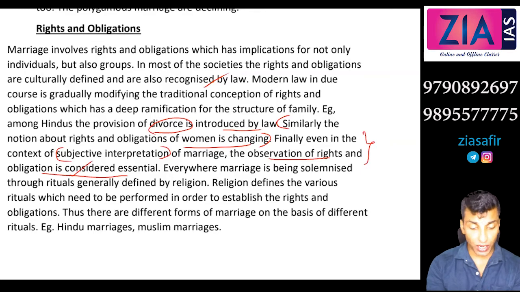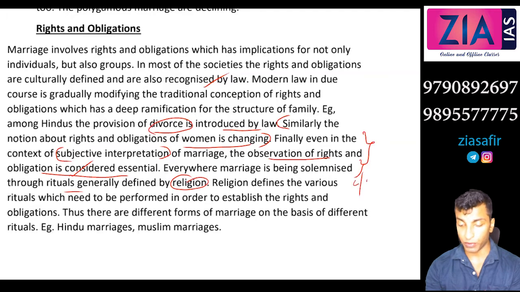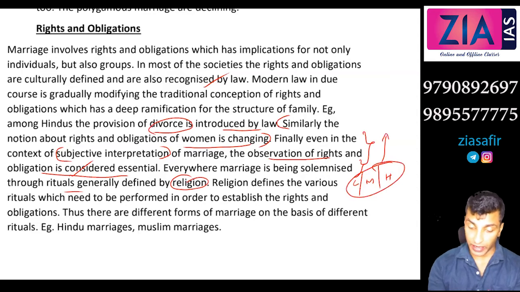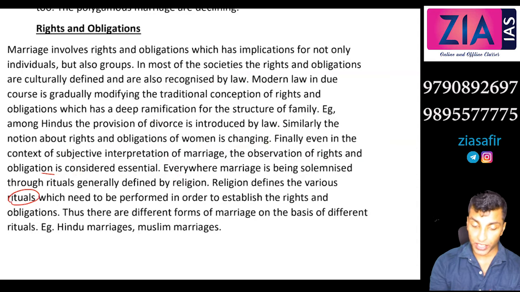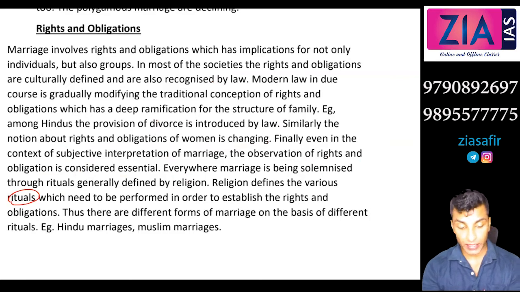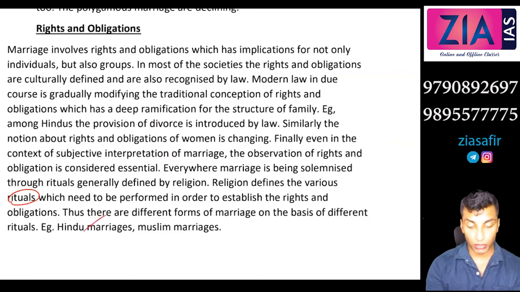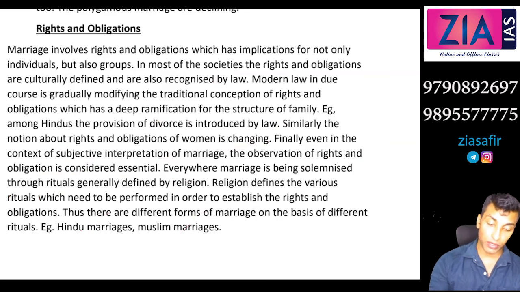Everywhere marriage is solemnized through rituals generally defined by religion. So marriage ceremonies will be there. It will be different for Christians, different for Muslims, different for Hindus. So based on this, you can see different types and forms of marriage. Religion defines the various rituals which need to be performed in order to establish the rights and obligations. Thus, there are different forms of marriage on the basis of different rituals, for example, Hindu marriages, Muslim marriages, etc. Okay, so that's about marriage.